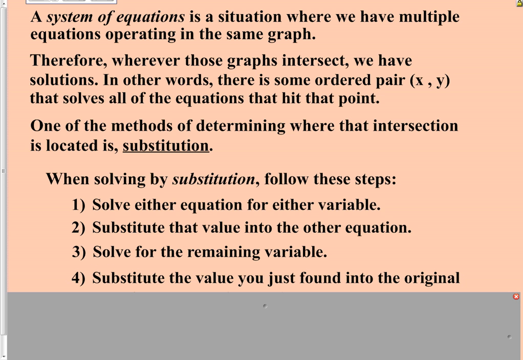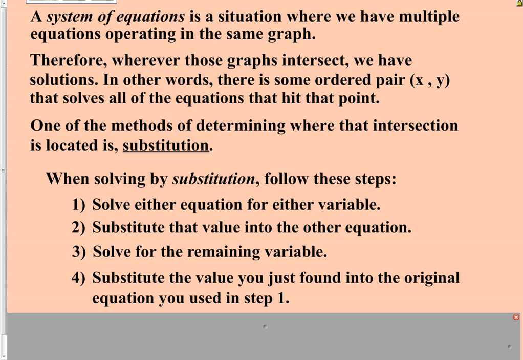The fourth step would be to substitute the value that we just found in step 3 into the original equation we used in step 1. What this means is step 3 is actually going to bring us half of our answer. We will get a value, x equals some number, or y equals some number. That's going to be half of our solution. We're going to take that half of the solution back to the original system, and we're going to plug it back in to the same equation we messed with on step 1.